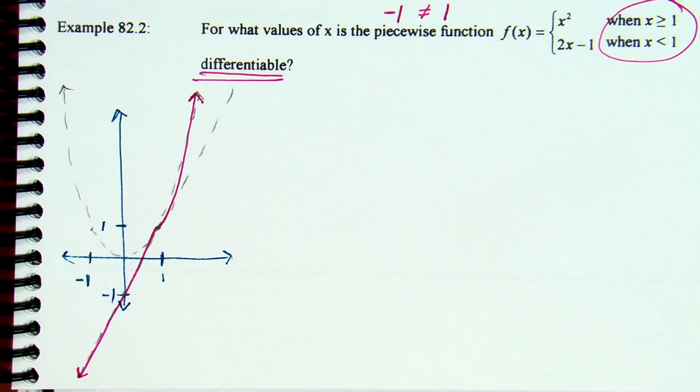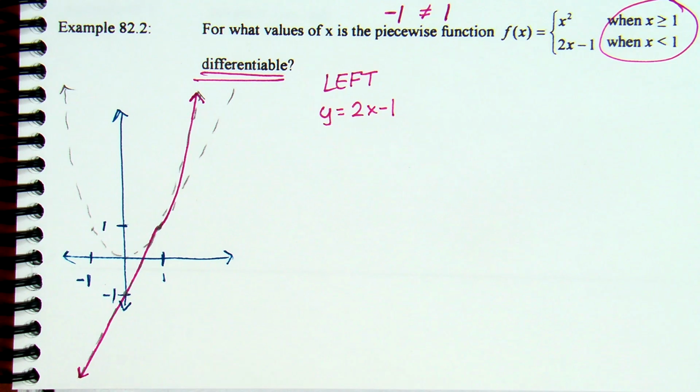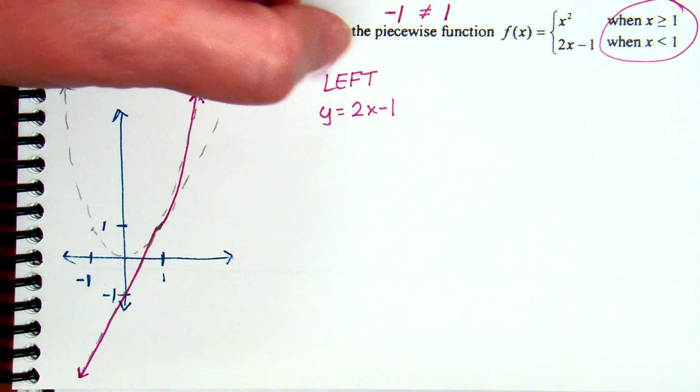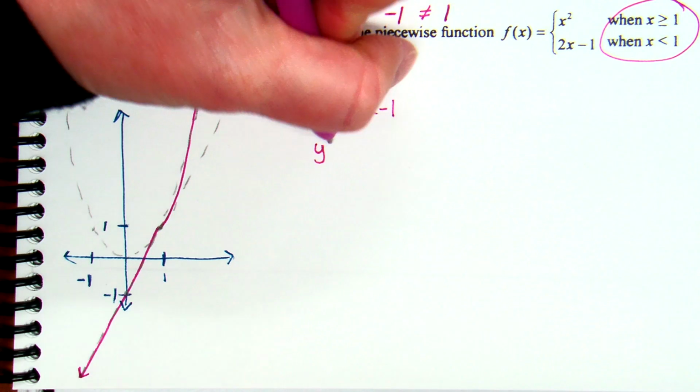Like the last graph, can you tell for sure what kind of point that is? It's hard to tell, right? And there could be some kind of curvy point there that could make it a hard point. There might not be. And so that's where we do need to look at our derivatives. So on the left, the equation on the left is y equals 2x minus 1. What's the derivative? 2.